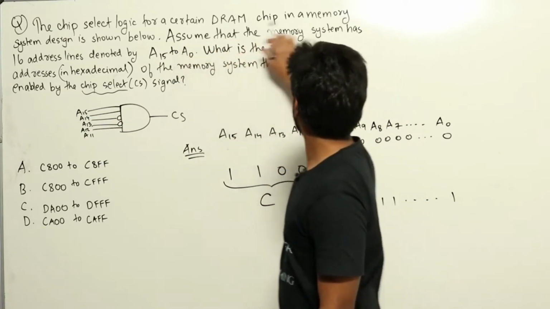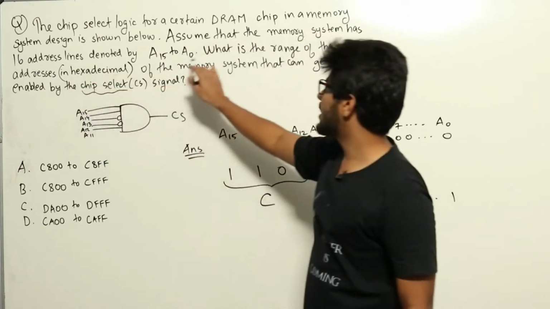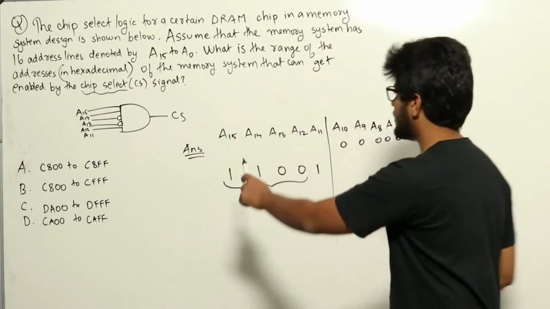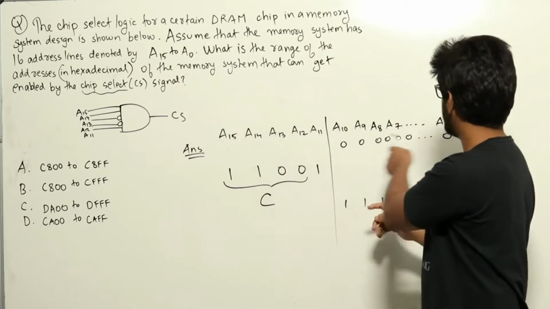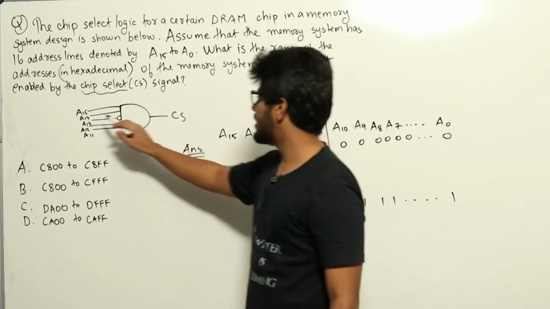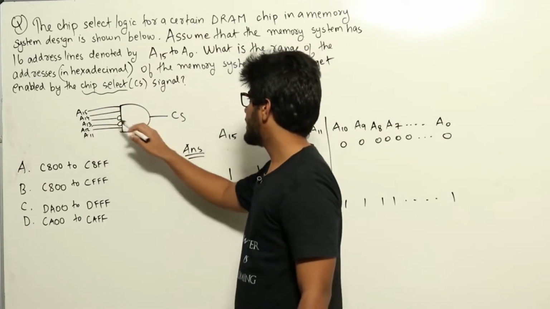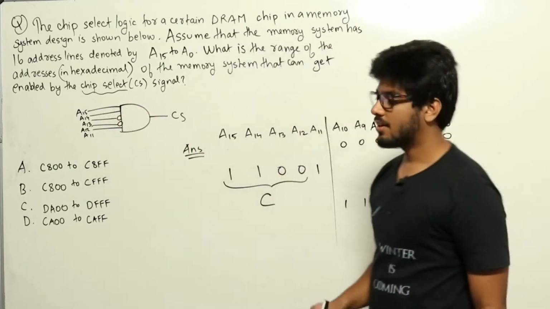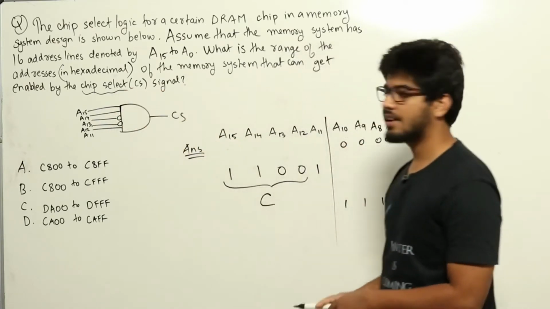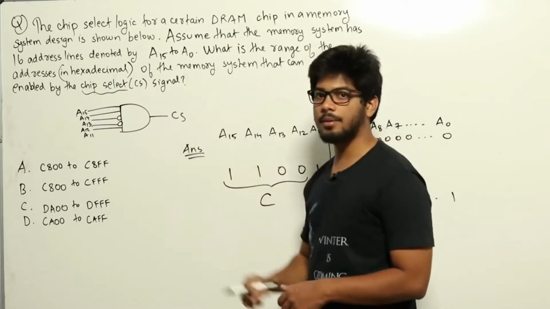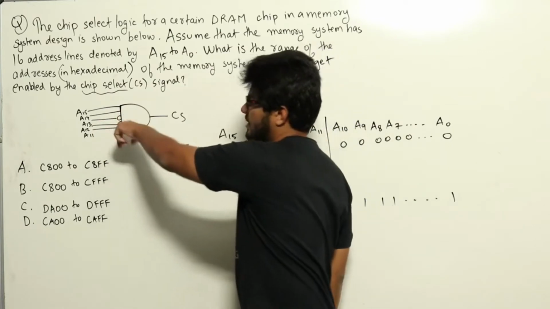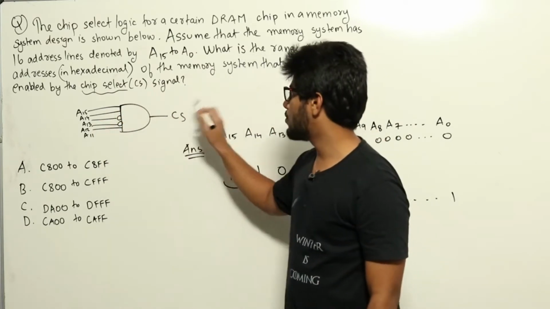and this memory system has 16 address lines denoted by A15 to A0. So from A15 to A0 we have 16 address lines, which I have denoted here, 15, 14, 13, 12, 11 up to A0, and among these, 5 of them, A15, A14, 13, 12 and 11, are being input to this AND gate. Now whenever the CS signal is 1, it will be enabled, and they are asking for which addresses the signal will be enabled. Now for the signal to be enabled, all the inputs should be 1.